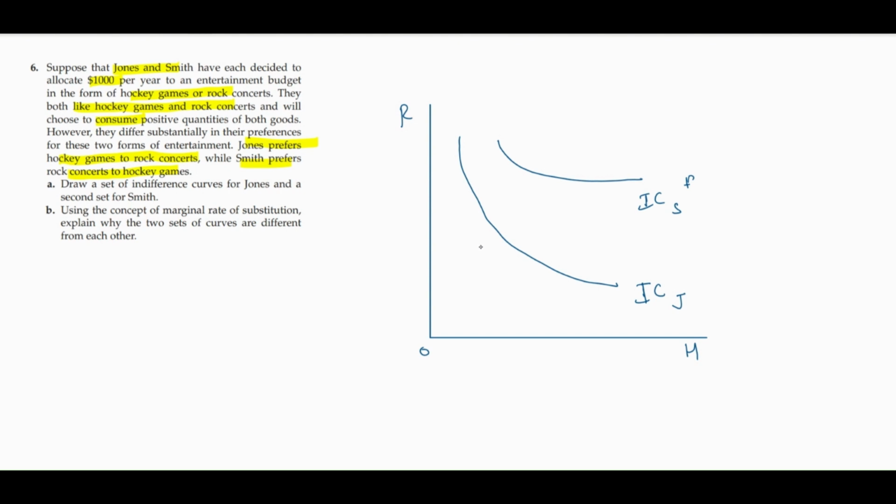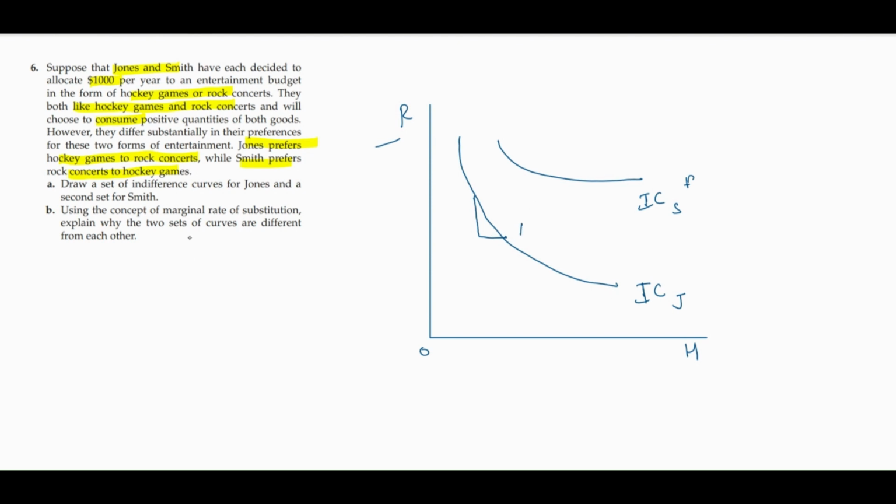Why is this curve steeper? Because Jones prefers hockey games more, which means that for one additional hockey game, he will be ready to give up a larger quantity of rock concerts. That's why the slope of his indifference curve should be greater than Smith's. Smith likes rock concerts more, so he will not be ready to give up more rock concerts to consume an extra hockey game. So the slope of Smith's indifference curve should be lesser than the slope of Jones's, because Jones prefers hockey games. That's why the slope here is more.